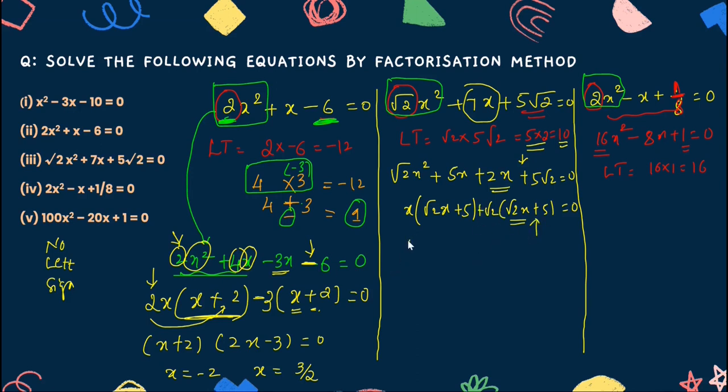Now the two brackets are root 2x plus 5, one bracket, then x plus root 2 is another bracket. So I will have x equal to minus 5 by root 2, one solution. Another solution will be x equal to minus root 2.